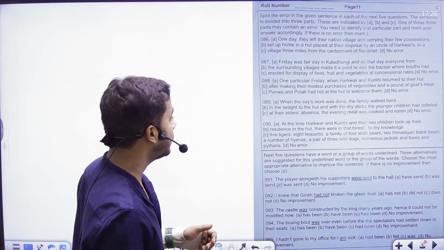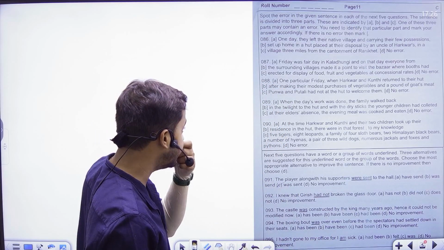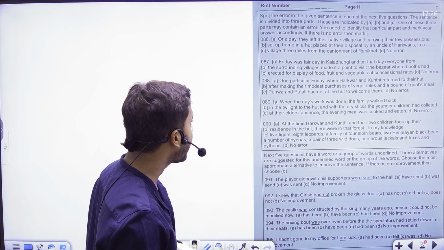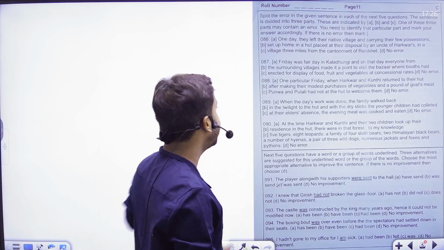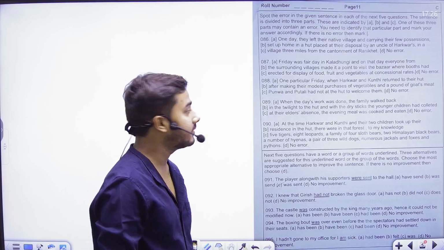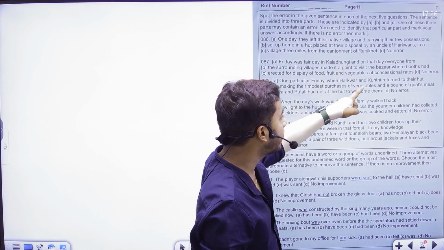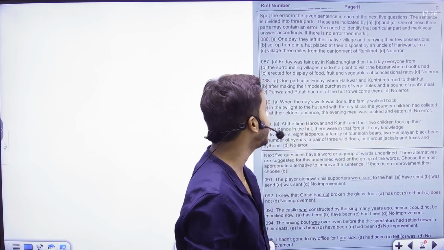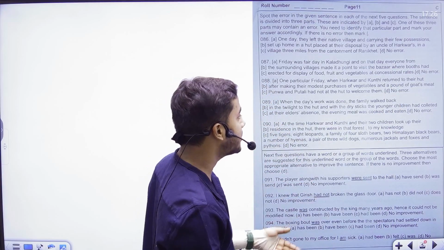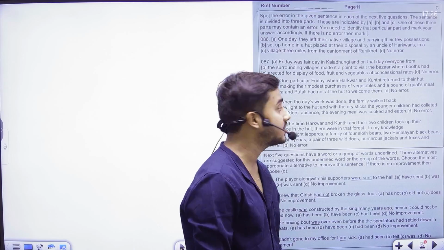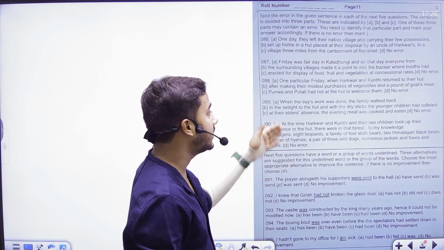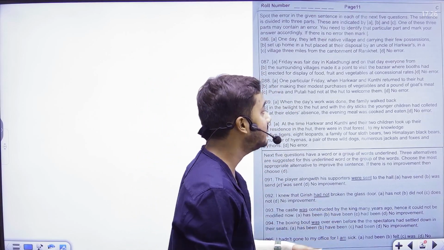Okay, so let's go with the sentence or question number 88. So you see, I'll read the sentence out for you. One particular Friday, when Harkar and Kunthi returned to their hut after making their modest purchases of vegetables and a pound of goat's meat, Punwa and Putoli had not at the hut to welcome them.